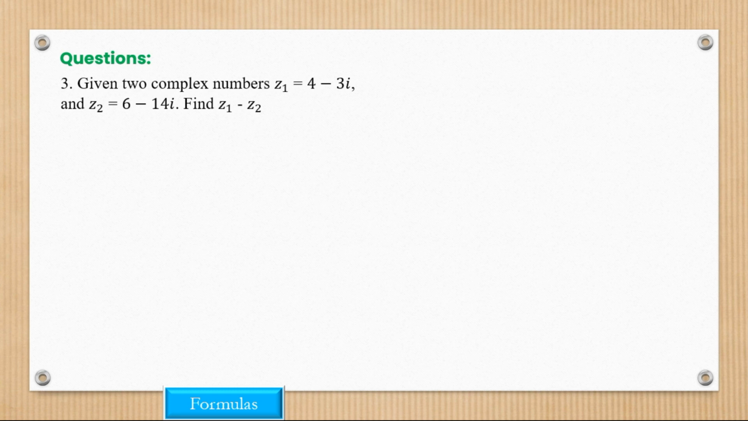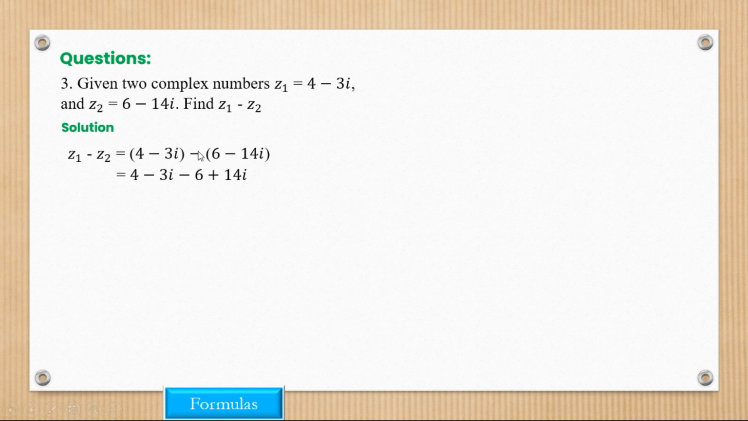Alright, looking at question number 3, given two complex numbers, z1, which is the first complex number, is equal to 4 minus 3i, and z2 is equal to 6 minus 14i. Find z1 minus z2. As you can see, this is an example of a subtraction. So we have this subtracting the other. And as we've defined before, the real parts subtract each other and the imaginary parts subtract each other. So the first step, the easiest thing, is to first open brackets.